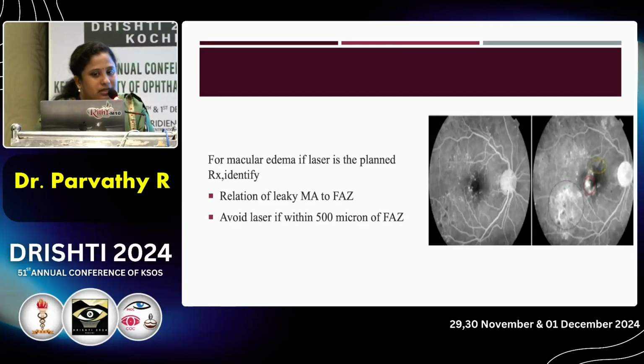to the foveal avascular zone, and we have to avoid laser if it is within 500 microns of the foveal avascular zone.